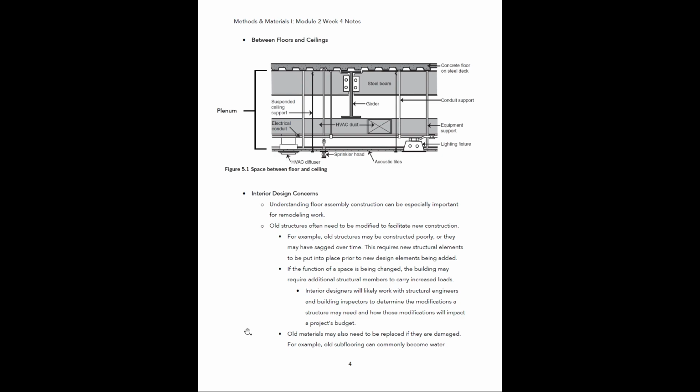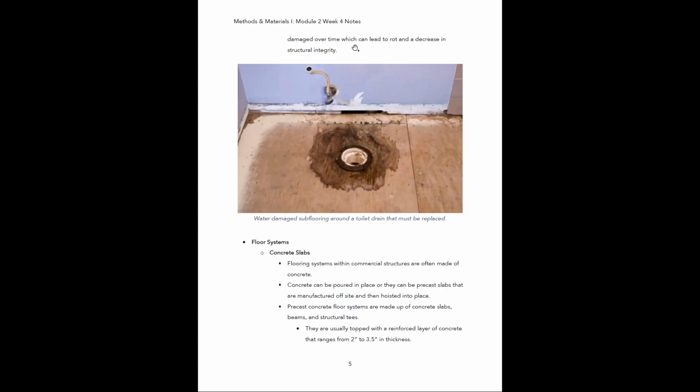So for example, an old subfloor can commonly become water damaged over time, and that can lead to rot and a decrease in structural integrity. All right, so here's an example that I believe they mention in the textbook, but let's say you're doing a residential project and you are replacing the bathroom. You're going to be renovating the bathroom. So when you pull up all that old flooring material, you may see something like this around where the toilet used to sit. So if something has developed a leak over time, or if it wasn't built the correct way in the first place, you might get some water damage on your subfloor here.